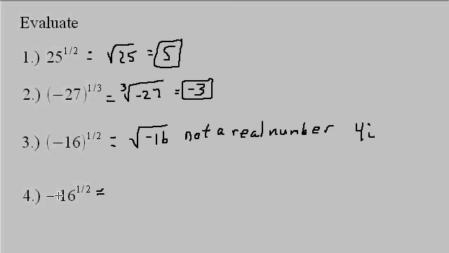So here we're going to do 16 to the 1/2, and 16 to the 1/2 is the square root of 16, and that has a negative sign out in front of it. So the negative sign goes outside of the radical. And then we can evaluate this, because the square root of 16 is 4 with a negative out in front of the radical, so that would be negative 4.